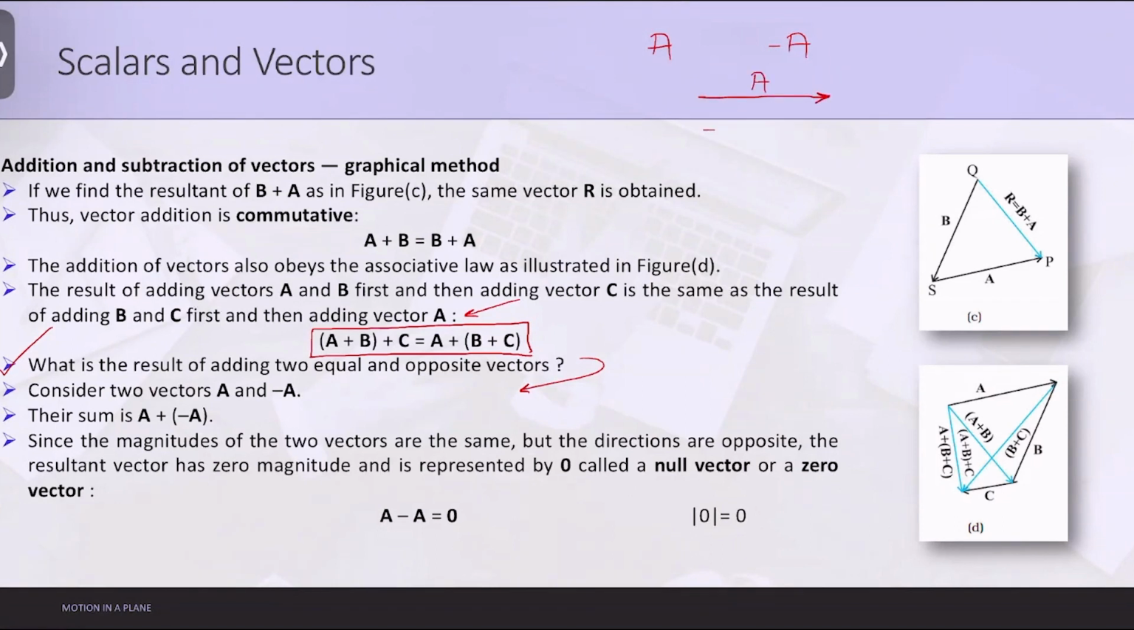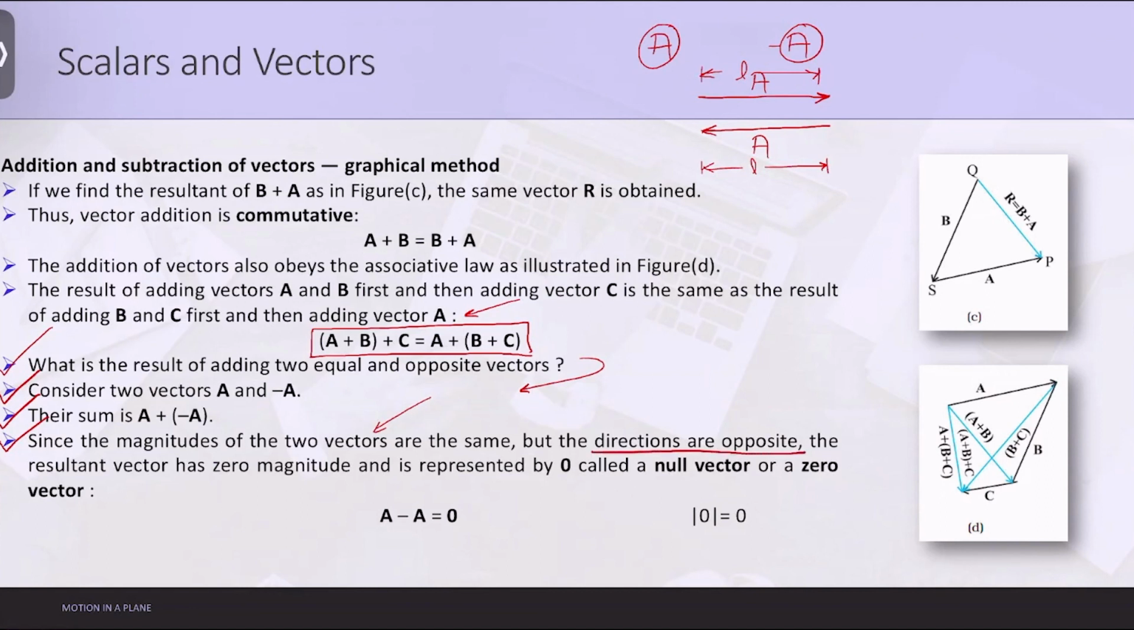What will be minus A? Basically, this will be your minus A, and this will be your plus A. So what will be their sum? Their sum will be nothing but A plus minus A. Now since the magnitudes of the two vectors are the same, it is quite clear. So what is magnitude? Magnitude is nothing but the length. As you can see clearly, the lengths of both of these vectors are the same, but only the directions are opposite.